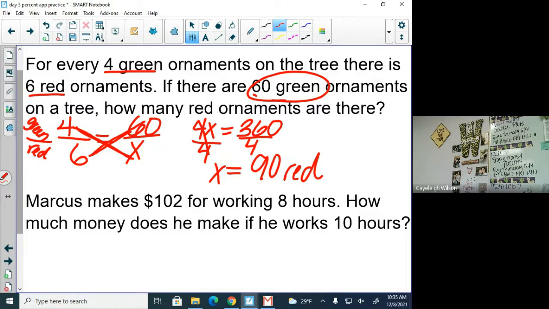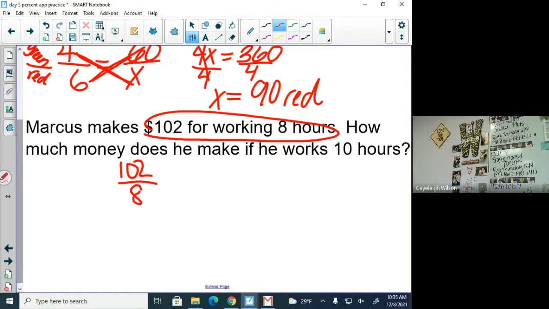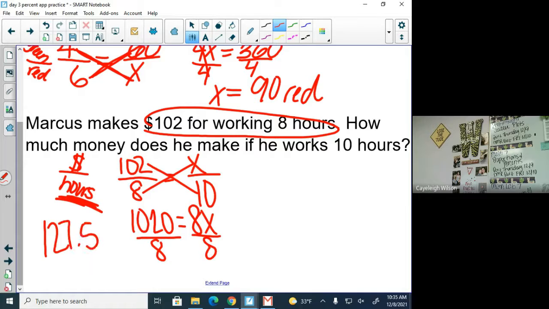All right. So, like we said, first sentence, first fraction, $102 for 8 hours. So that's money over hours. How much money does he make for 10 hours? So the 10 is going to go where? Bottom. And then cross multiply. Go ahead. 102 times 10, 8 times x. Divide by 8. And he makes $127.50.